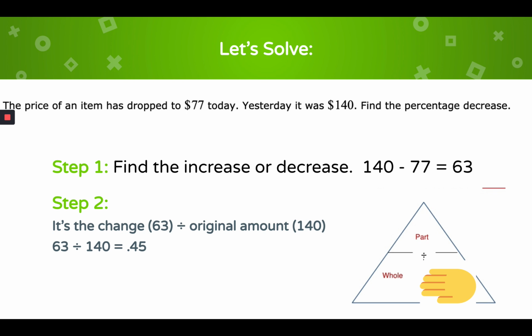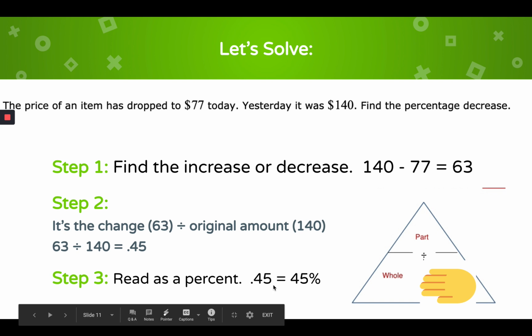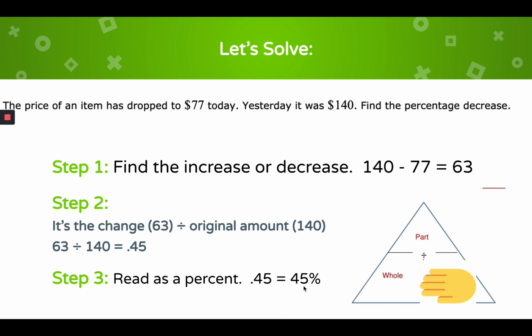That gives me a decimal. 63 divided by 140 is 0.45. And the last step is I just need to know to read that as a percent. So I need 2 decimal places, and 0.45 would be 45%. So the answer is 45%. So I'm going to recap that real quick.